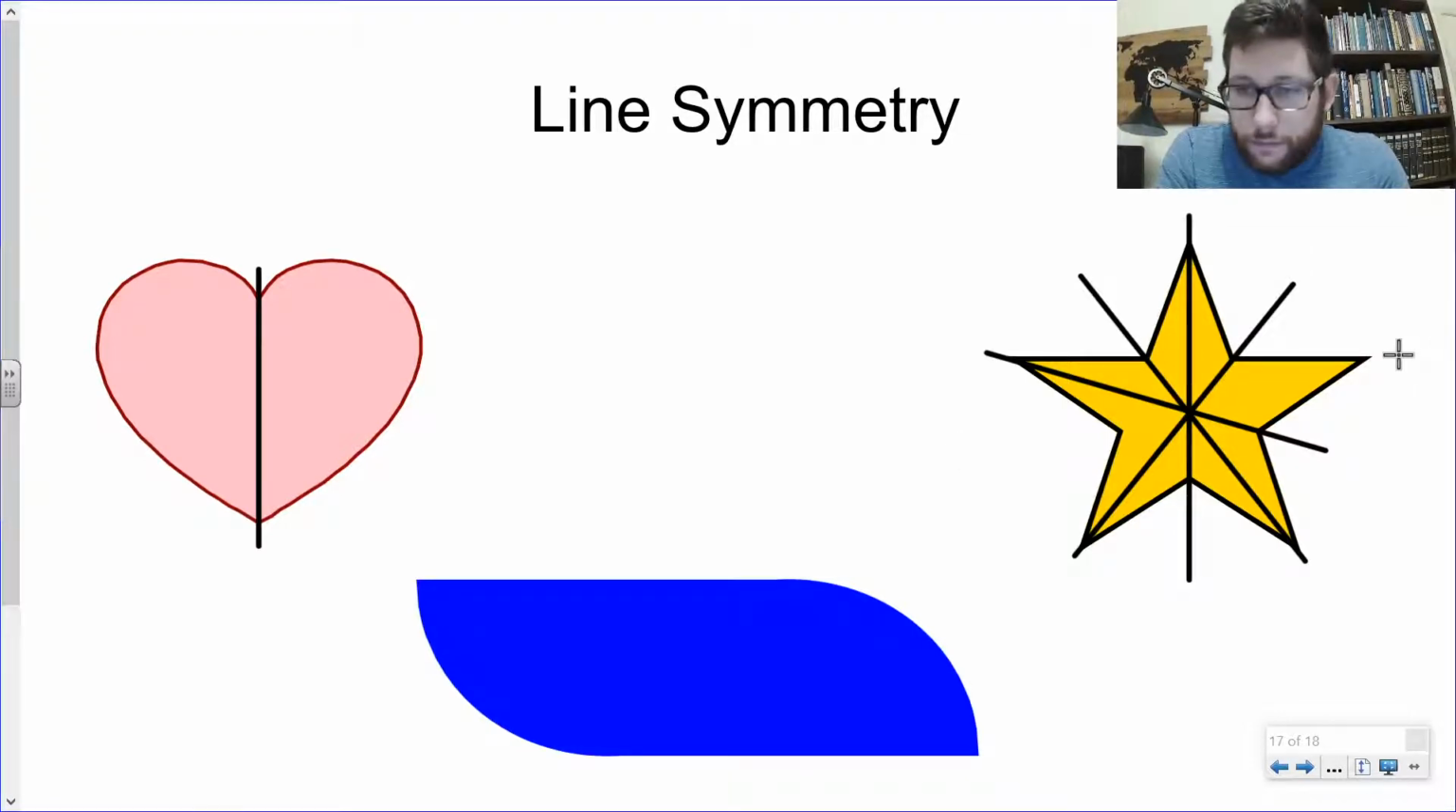Oh, I missed one. Oh, silly me. All right, let's get this last line on. So that way, there we go. Now we got our 5th line of symmetry. All right, so that star has 5 lines of symmetry.